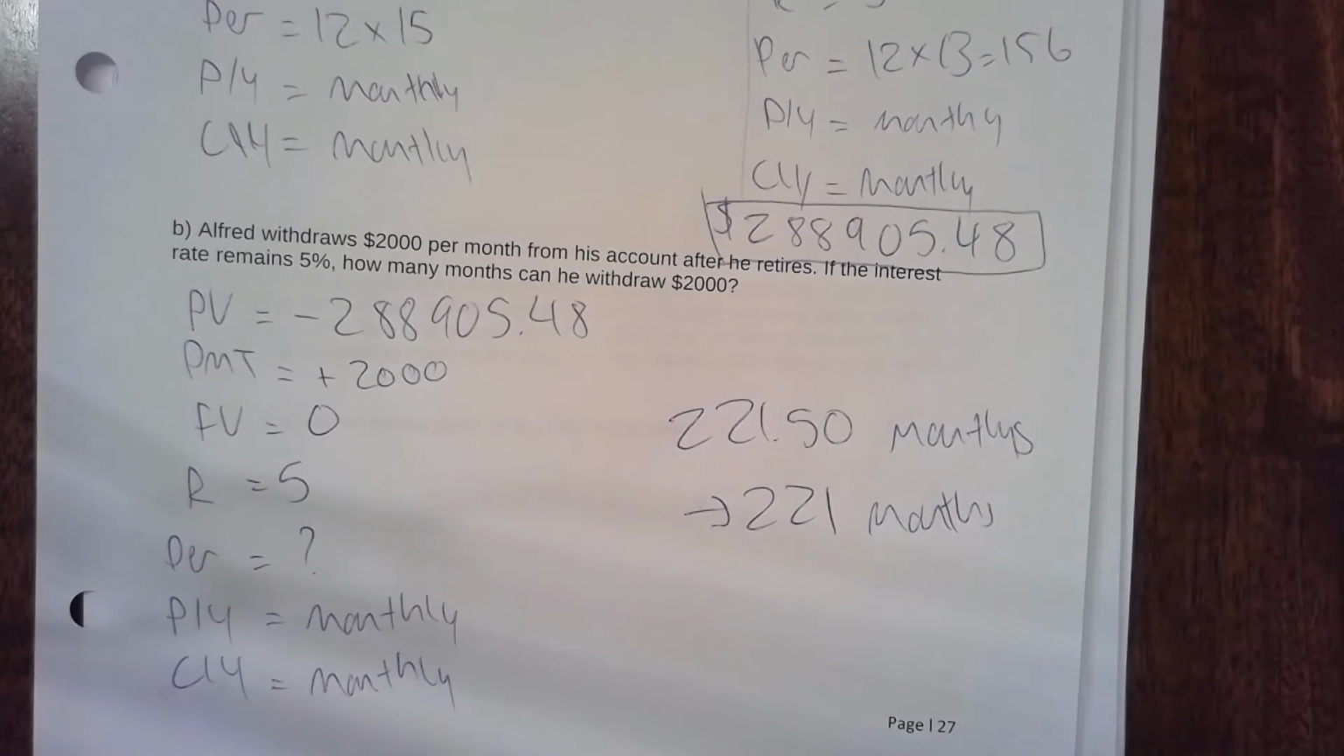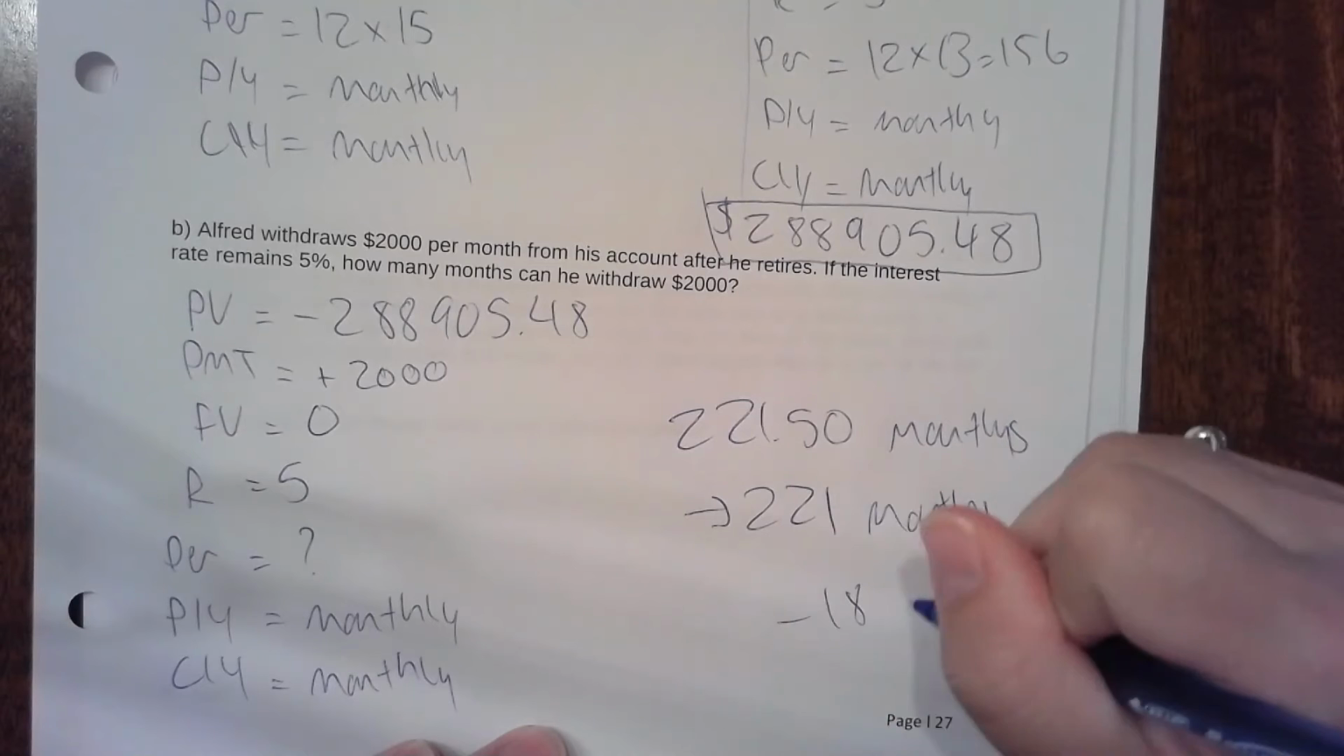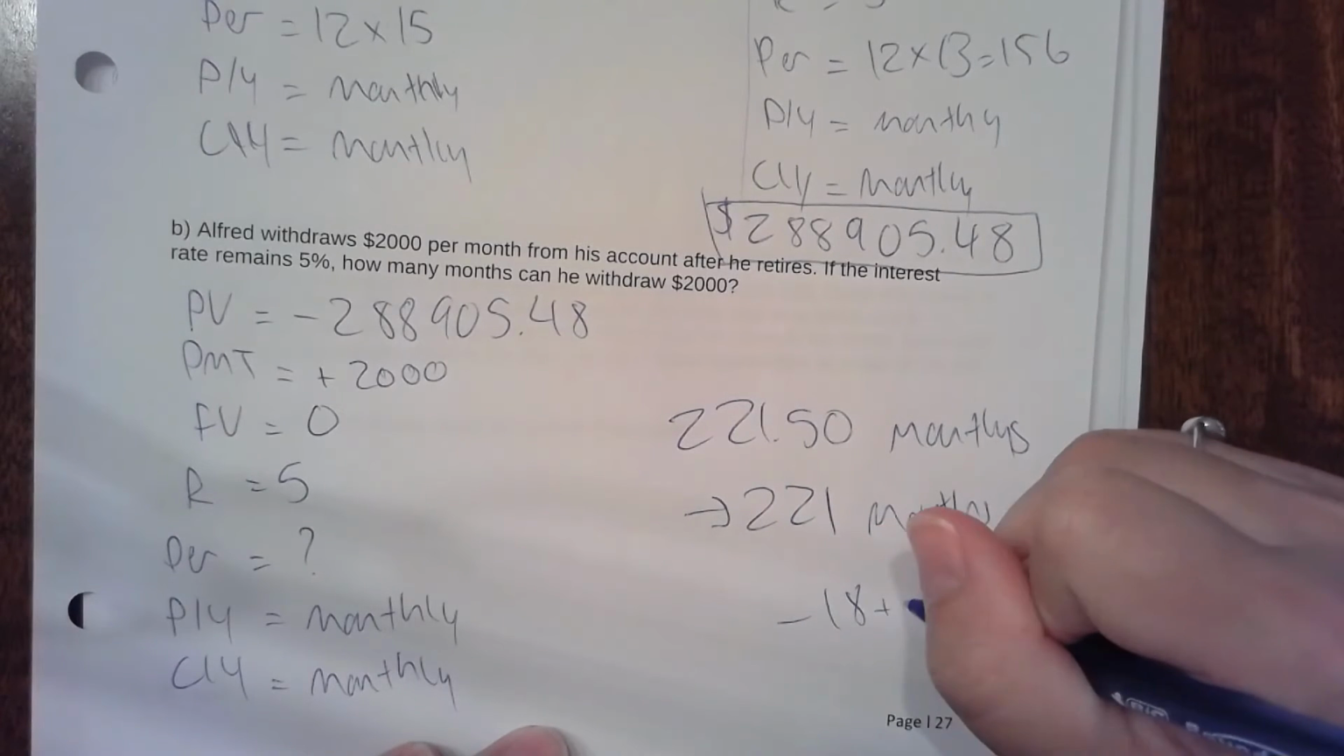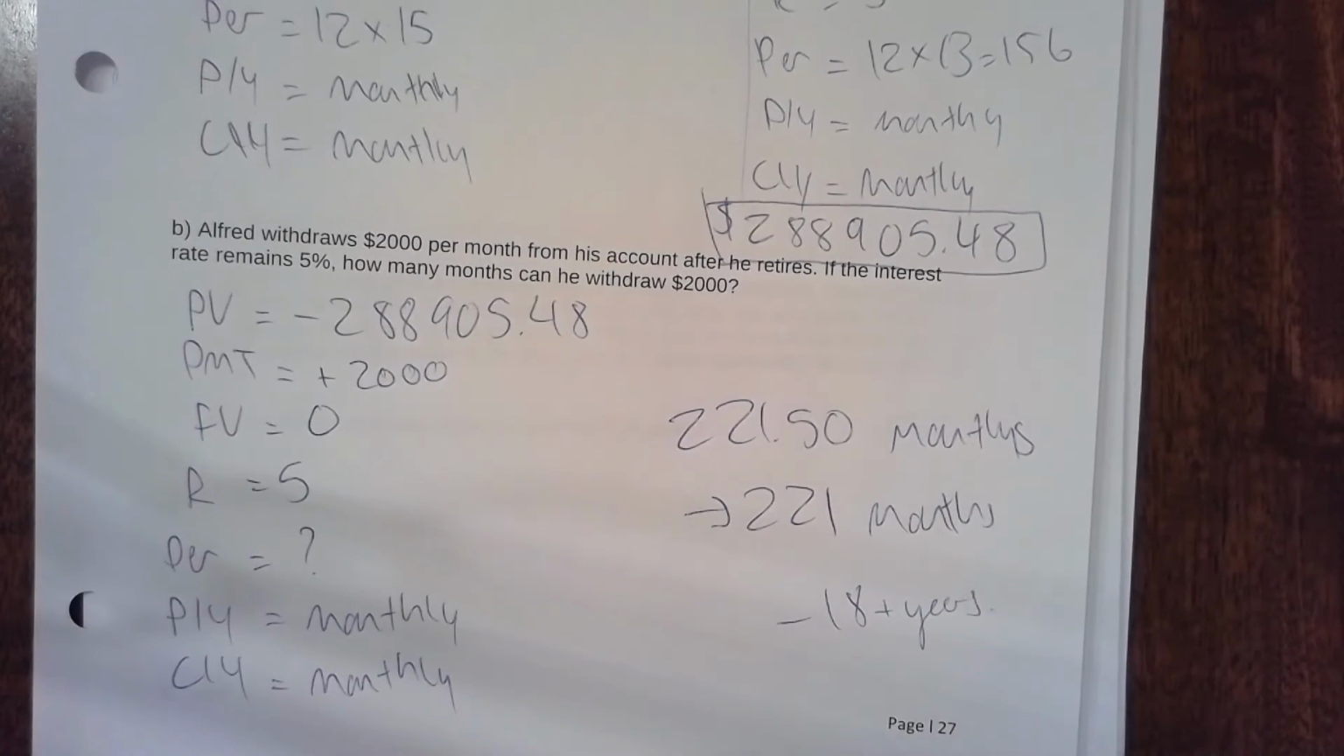Just for reference, let's see how many years that is. So divide by 12, it ends up being 18 plus years. A little bit over 18 years. That's not bad. That's pretty good.